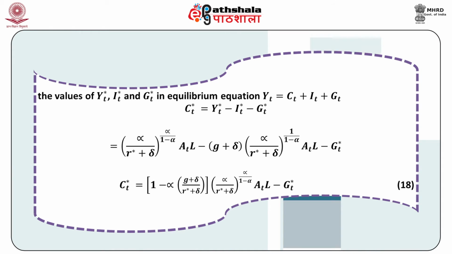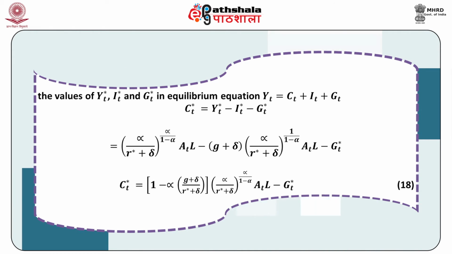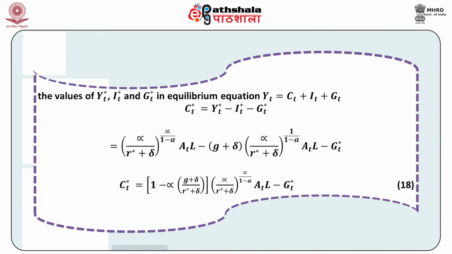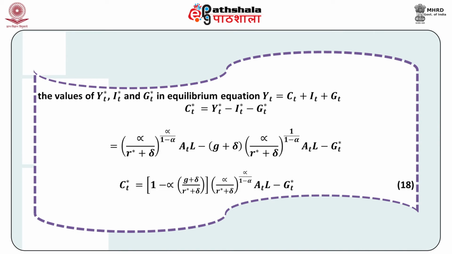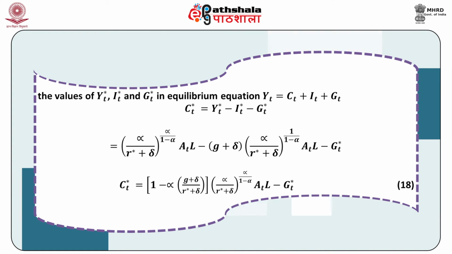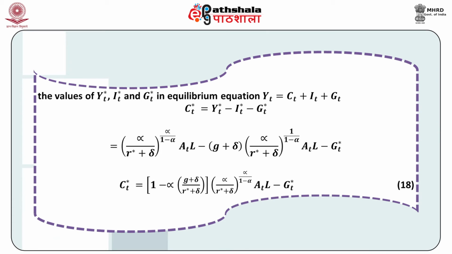Y_t is equal to C_t plus I_t plus G_t, in such a way that C_t star is equal to Y_t star minus I_t star minus G_t star, which will be equal to alpha divided by (r star plus delta) raised to the power alpha divided by 1 minus alpha, and this is to be multiplied with A_t into L, minus (g plus delta) multiplied by alpha divided by (r star plus delta) raised to the power 1 upon 1 minus alpha, into A_t into L minus G_t star.